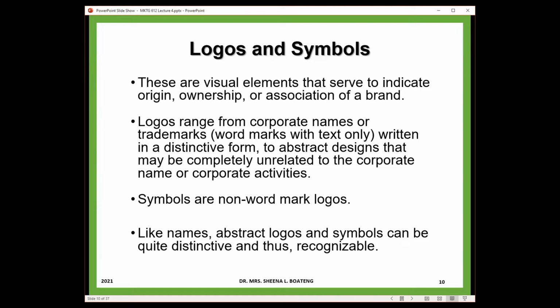Okay, all right. So that is for brand name being the first brand element, right? Now, the next brand element we are going to talk about is logos and symbols. Logos and symbols are usually the next elements to be discussed after brand name. They are the visual elements that serve to indicate the origin, ownership, or association of a brand. You will notice that this has become very pervasive in our current dispensation, such that even outside of marketing products and services, individuals are now developing their own logos and symbols, isn't it?